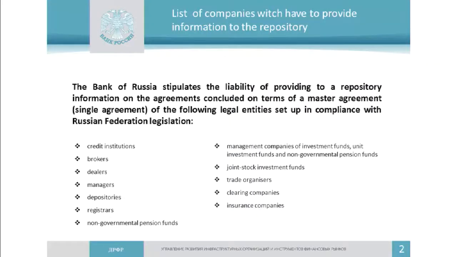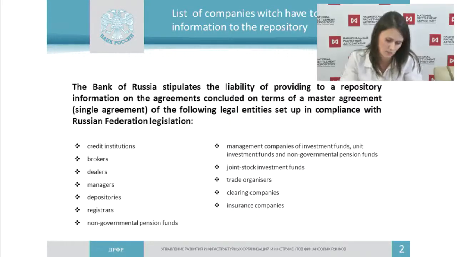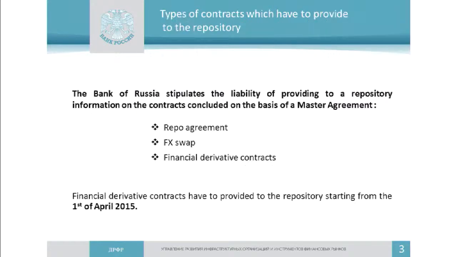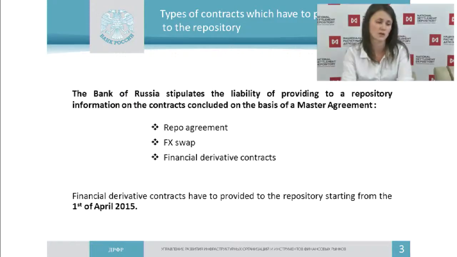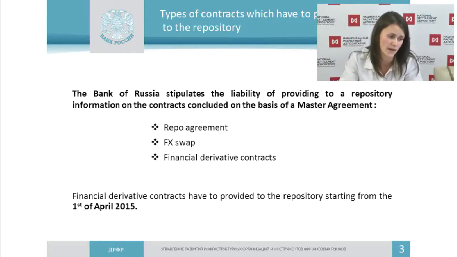And our next slide, the second question, is about the list of information which should be provided to the repository. Now, at first, it is only a contract concluded on the basis of a master agreement. You have to send information about repo agreements, FX swaps, and financial derivative contracts. About financial derivative contracts, starting from the 1st of April 2015, they should be provided to the repository.